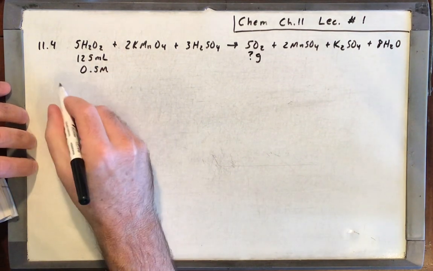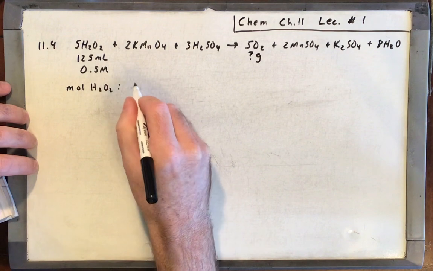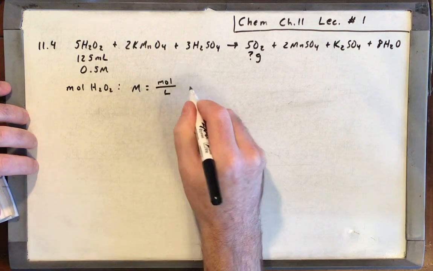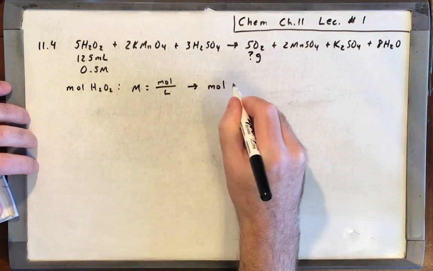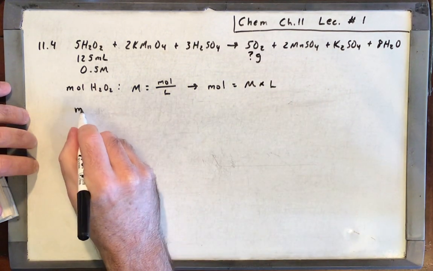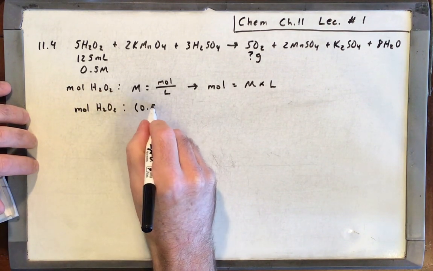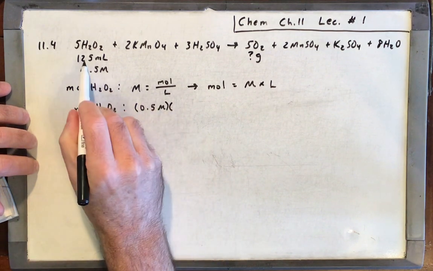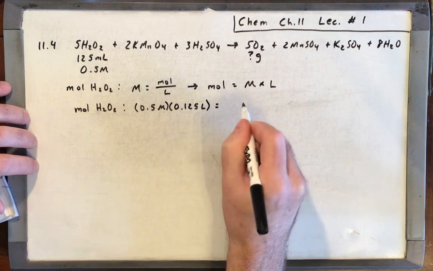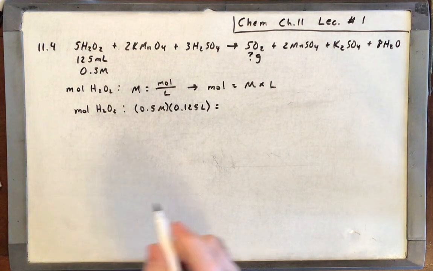So first of all, we need to get moles of H2O2. If molarity is equal to moles per liter, then if we rearrange this equation, moles is just molarity times liters. All right, so moles of H2O2 is going to be 0.5 molar. We have to change that 125 to liters, so 0.125 liters. All right, if you put that in your calculator, you get 0.0625 moles.